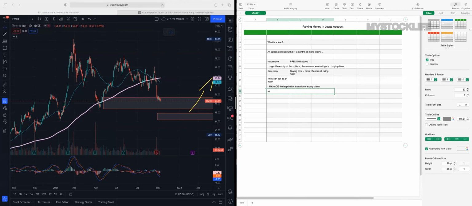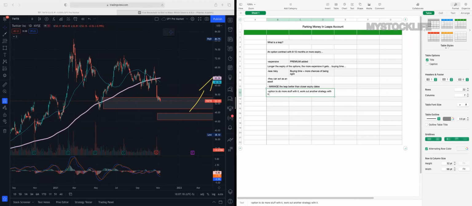Options to do more stuff with it, or work out another strategy with it.